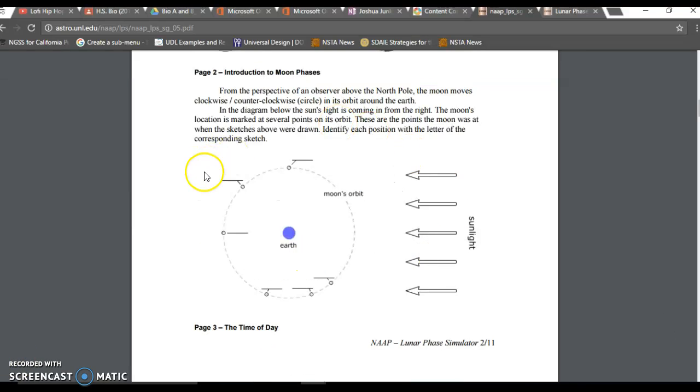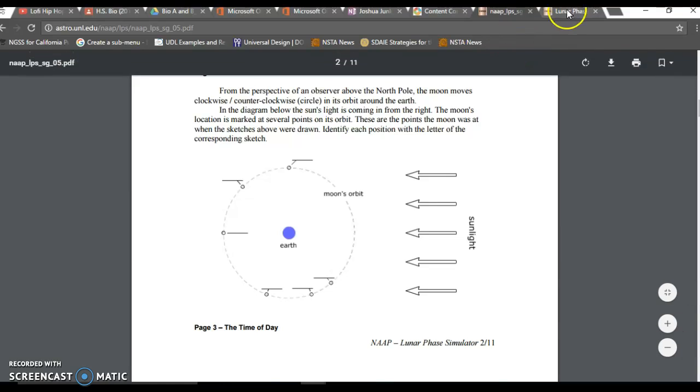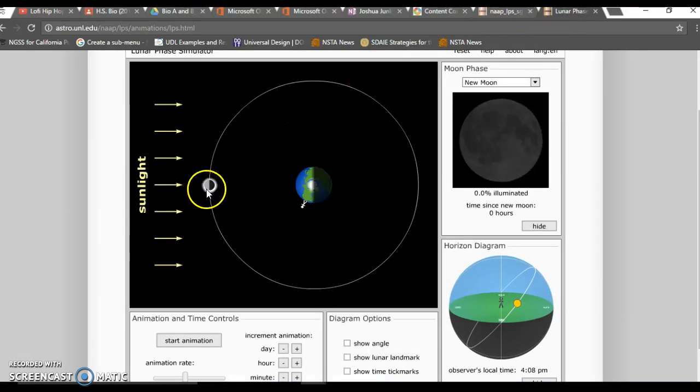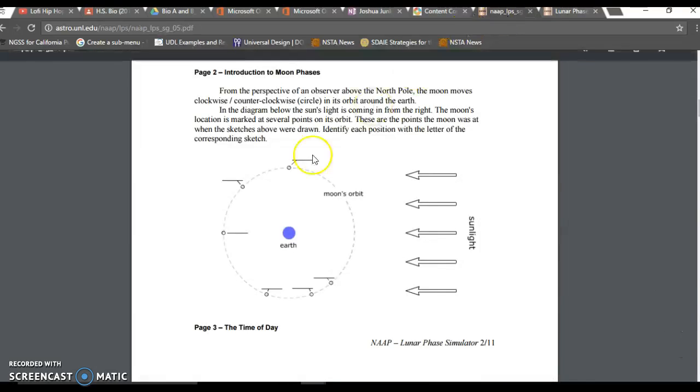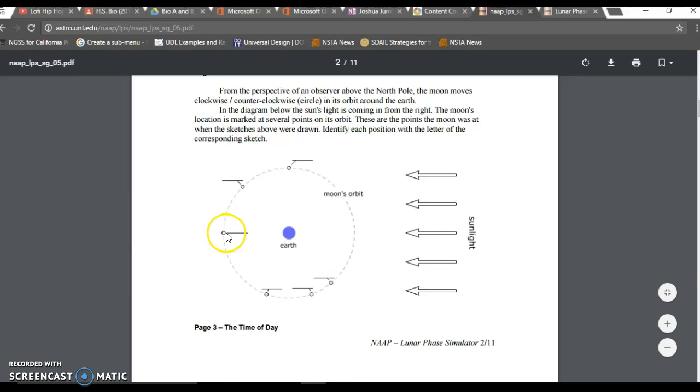All right, the next task on the worksheet is to place the moon in any of these regions of its orbit and figure out the name of the phase and write it in the blank. Right now, it's in this position and the phase is called new moon. So I would go back to the worksheet, and right here, where the moon is currently in the simulator, I would write in the blank, new moon.